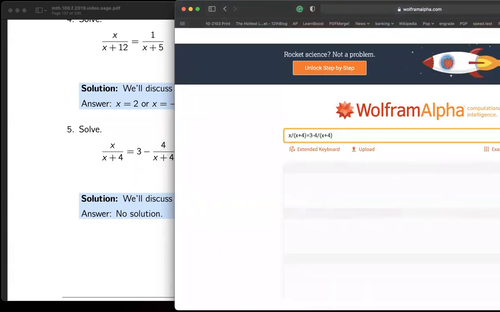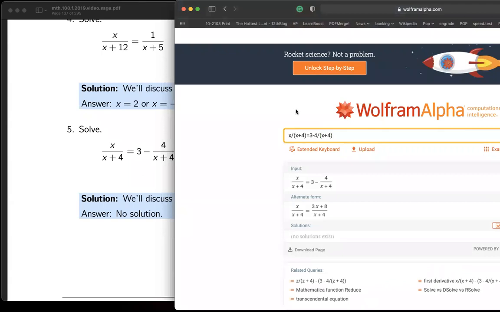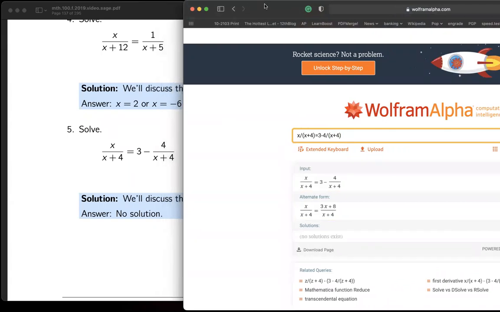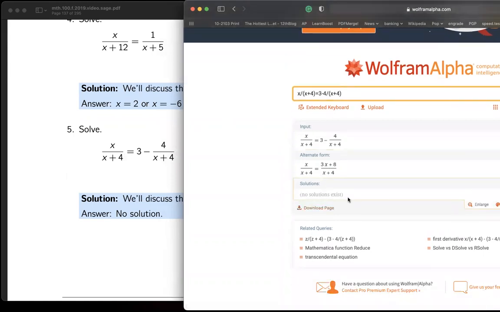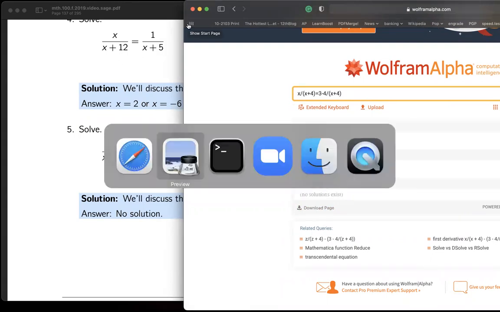The first thing I want to do using Wolfram Alpha is check: did I type it in right? And I notice it certainly typesets exactly the way I have it over here: x over x plus 4 equals 3 minus 4 over x plus 4. And then it goes on and says no solution exists for the problem. And that's exactly what we came up with when we did it by hand. No solution to the problem, right? I'm going to go to Sage though.